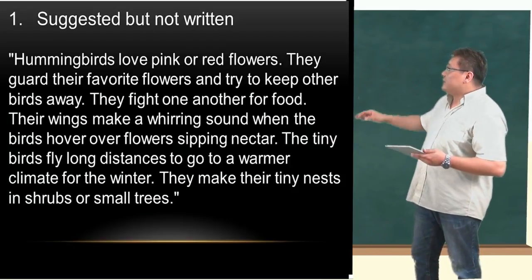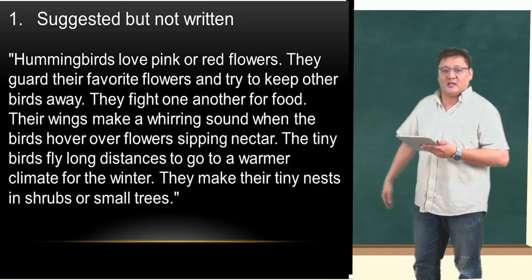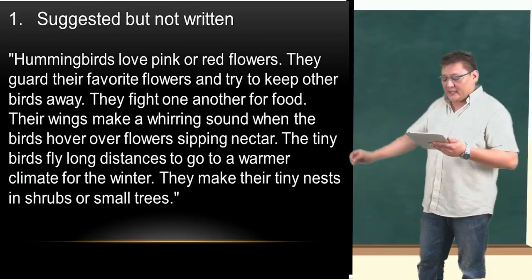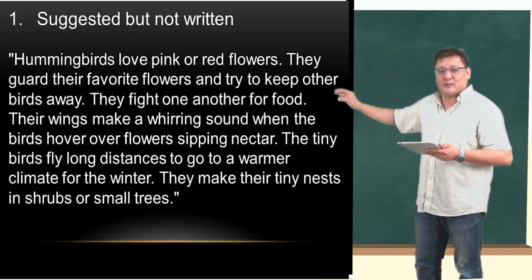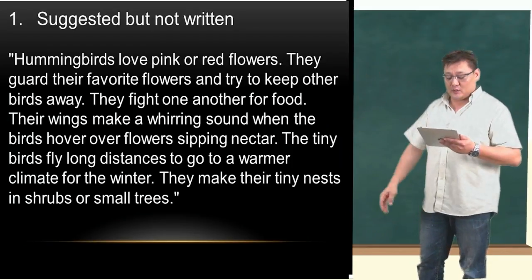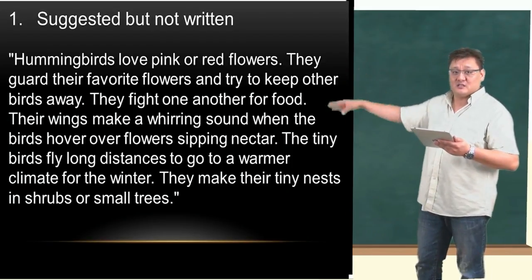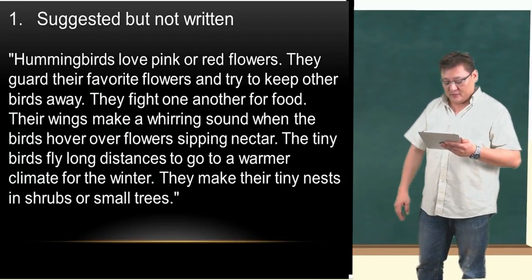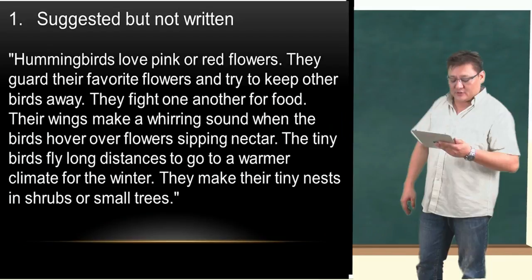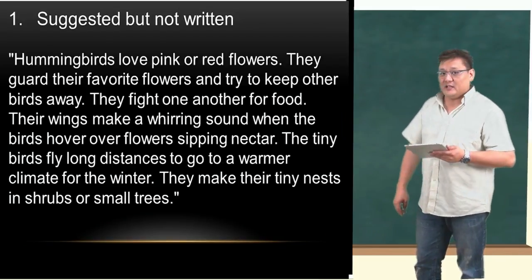Okay, so now, they told you a lot of things about what this bird does, right? So we can't use the first one, pink and red flowers, because every sentence after that would have to talk about what? Pink and red flowers. It doesn't. So you go, okay, that can't be the first sentence. So what are you going to do? You jump to the last sentence, aren't you? They make their tiny nests in shrubs. Okay? So now you're going to say, okay, they live in trees.